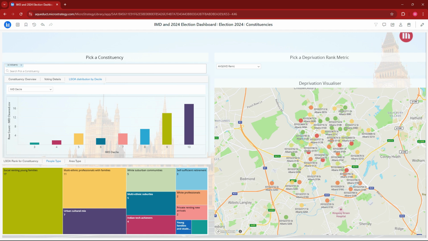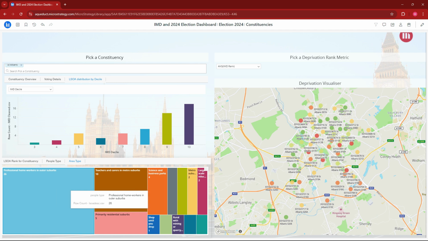Okay, so what we can also do with this is have a look a bit more at what type of people and what type of areas comprise the St. Albans constituency. So you can see social renting young families, urban cultural mix, multi-ethnic suburbia, self-sufficient retirement. And we can also look at the type of area.